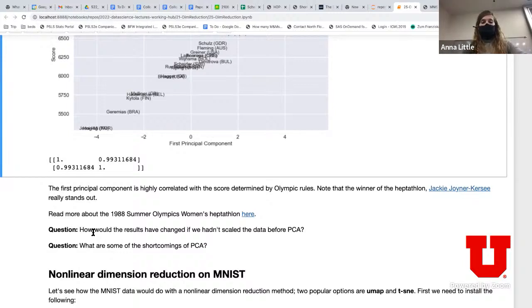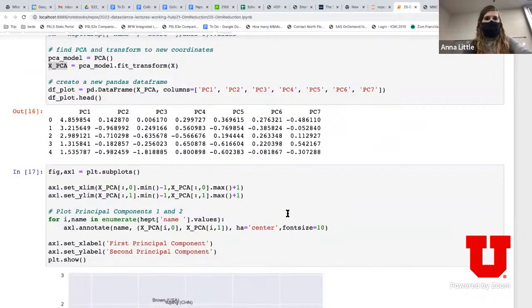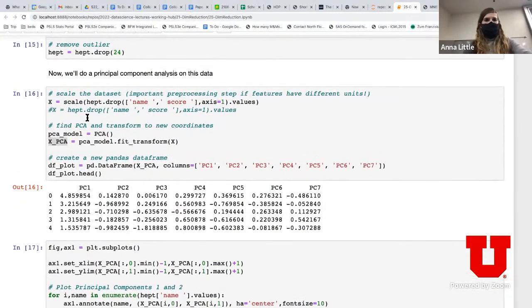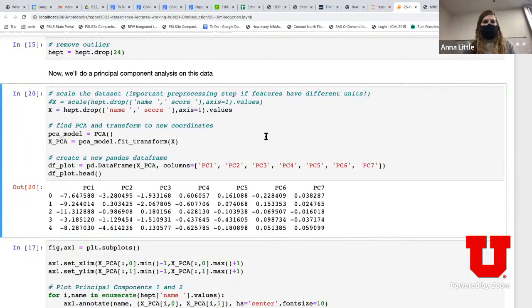How would the results have changed if we hadn't scaled the data? You know, they would have been dominated by those events which were measured on a large scale. So we could try that real quick. If we go back up here and rerun things without scaling the data, let's see what happens.